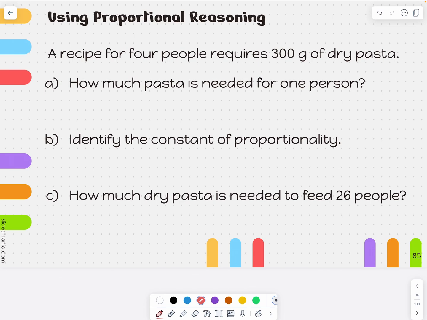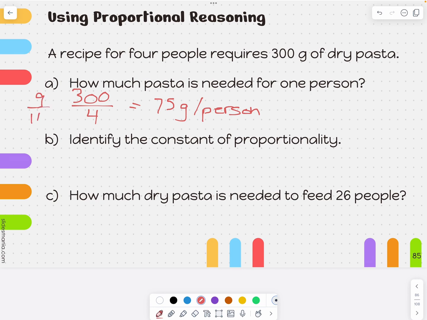Okay, last example here. A recipe for 4 people needs 300 grams of dry pasta. How much would be needed for 1 person? So the recipe says this, you're cooking for 1 person. So you want the amount for 1. So take the amount that's for 4 people and divide it by 4. Right? 300 grams for 4 people means 75 grams of pasta per person.